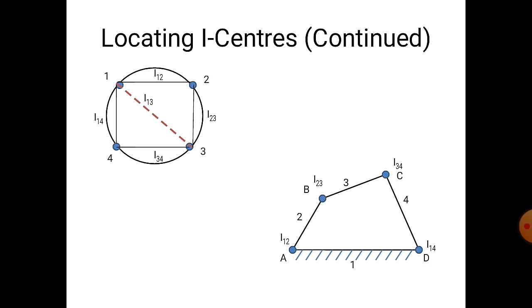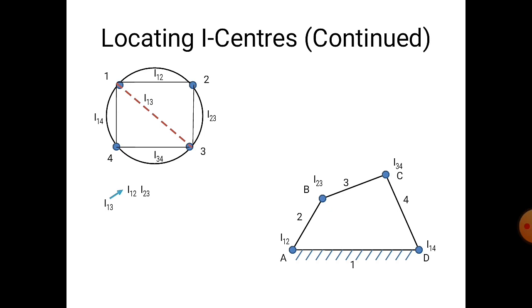Now in this diagram you can see that the I13 line has divided the geometry into two triangles, triangle 1, 2, 3 and triangle 1, 3, 4. Now we'll focus on the triangle 1, 2, 3. So the triangle 1, 2, 3 has got a line I13 and the other lines are I12 and I23.